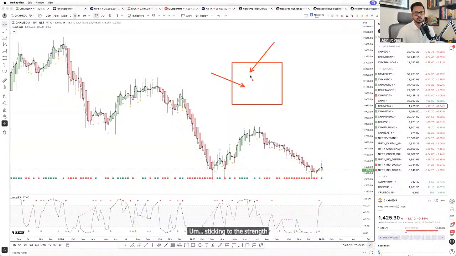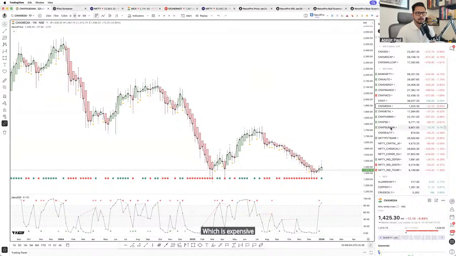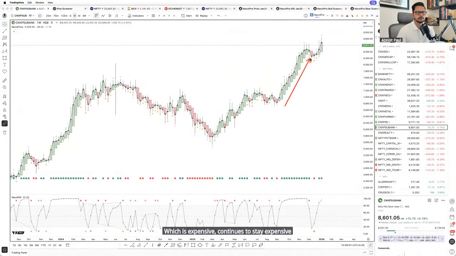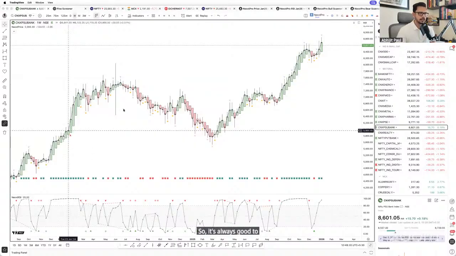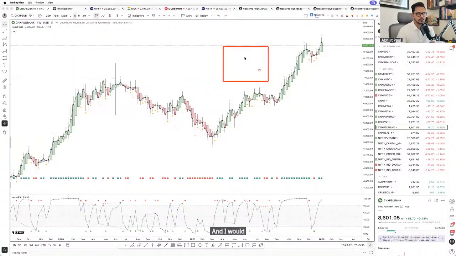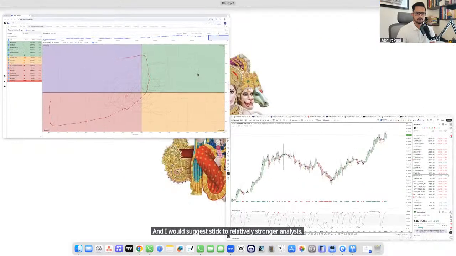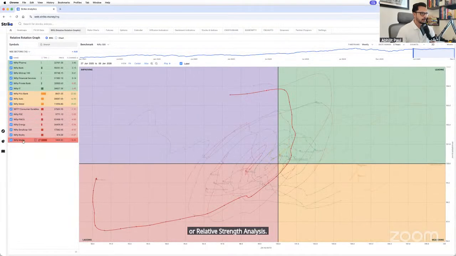Sticking to the strength is a good thing. आपने देखा होगा with your experience that a strong sector which is expensive continues to stay expensive. A strong stock which is in a very strong upward trajectory keeps on staying. So market premium देता है. It pays extra to someone who is good quality. So it's always good to stay in one bracket, and I would suggest stick to relatively stronger analysis or relative strength analysis. Moving on to the rest.